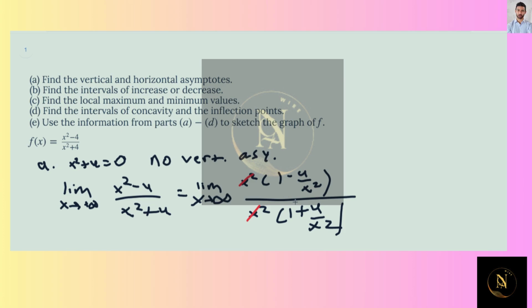If you apply it to infinity, you'll realize that this function will go to 1 minus 4 over infinity, which is 0, and then 1 plus 4 over infinity, again 0. That gives you 1 over 1, which is just 1. If you do it to negative infinity, it doesn't make any difference because it's squared, so you can also do plus or minus infinity. It'll still give you 1. So we have a horizontal asymptote at y equals 1, and that's all we have for asymptotes.